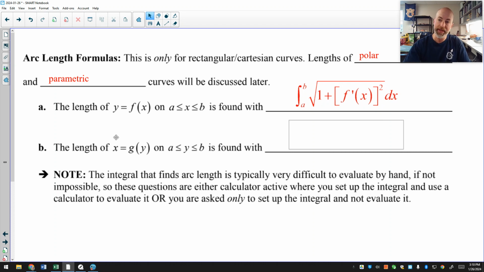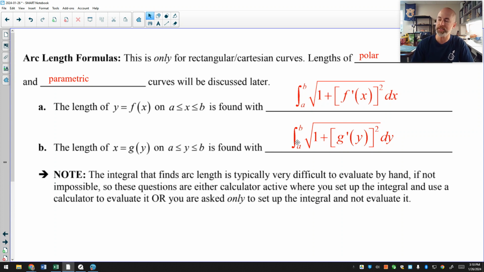We also may have functions that are written in terms of y. So if x is a function of y, it's the exact same formula, exact same integral from a to b of 1 plus the derivative squared. We just have it as the derivative of x with respect to y squared, and in that case, it would be a dy antiderivative, not a dx antiderivative.